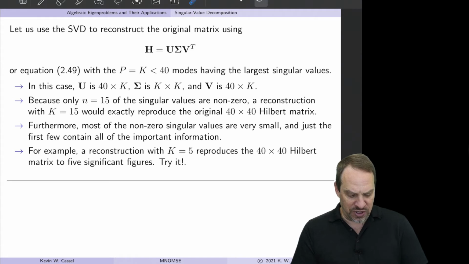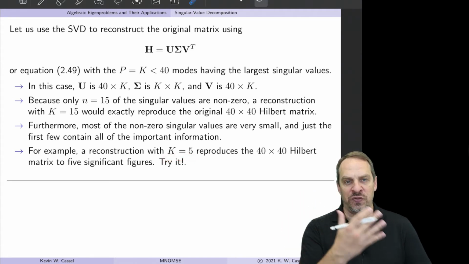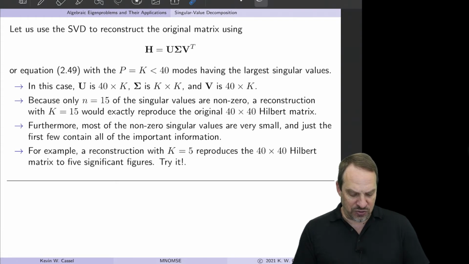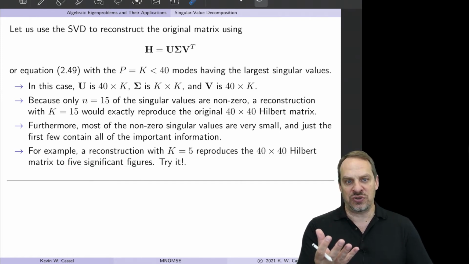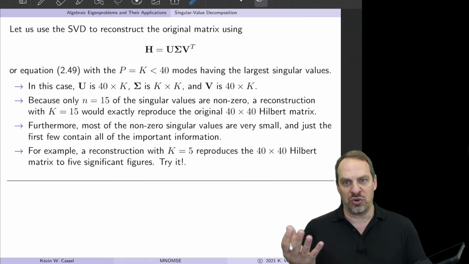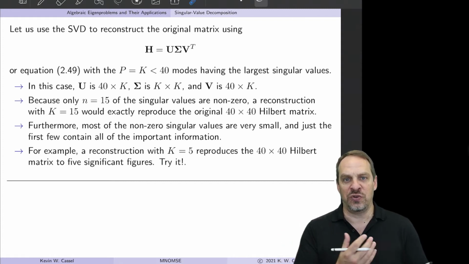So for example, if you were to take K as 5, so just the first 5 of the 40 modes, you could reproduce the 40 by 40 Hilbert matrix within 5 significant figures. And you can decide how much accuracy you need in this reconstruction. And if you need more accuracy, you include more modes. If you don't need as much, you can include fewer modes.